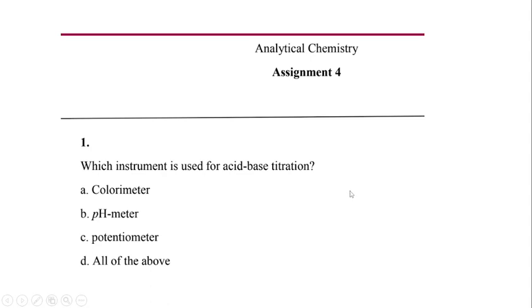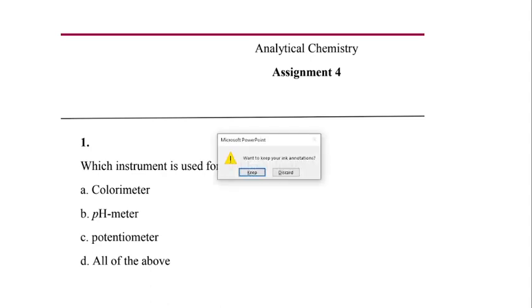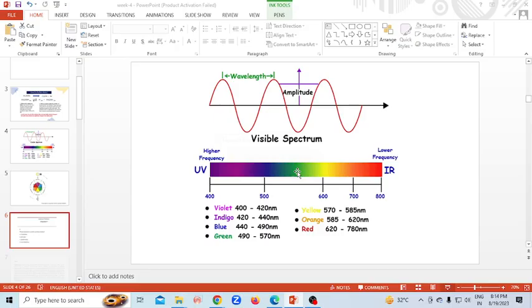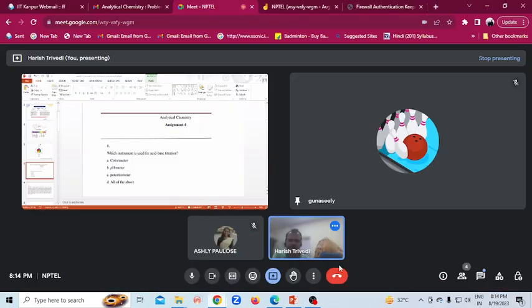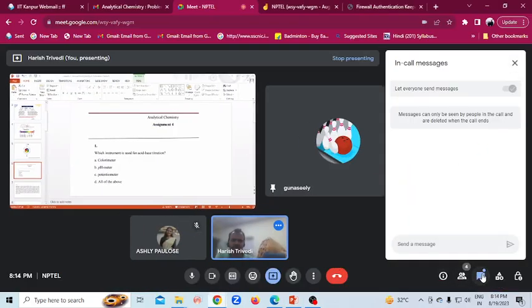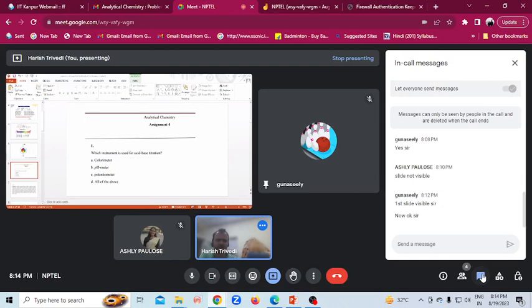Are you able to see assignment number 4 here? First question. Are you able to see assignment number 4? Okay, good.